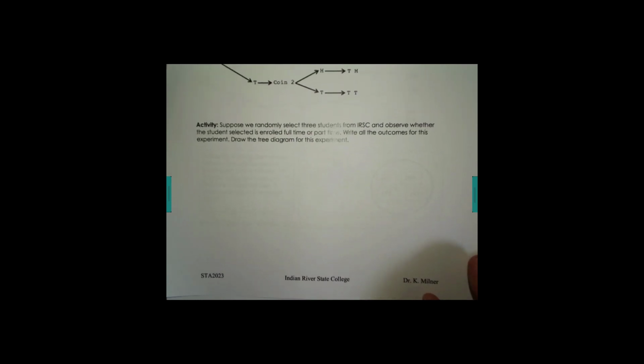Let's take this discussion of tossing the coin just a little bit farther. Let's talk about 3 students from IRSC. In other words, we've got 3 selections, 3 students, and we're going to select these students and then we will make an observation. Our observation is going to be whether they are enrolled full-time or part-time. And we want to draw a tree diagram for the selection of our 3 students.